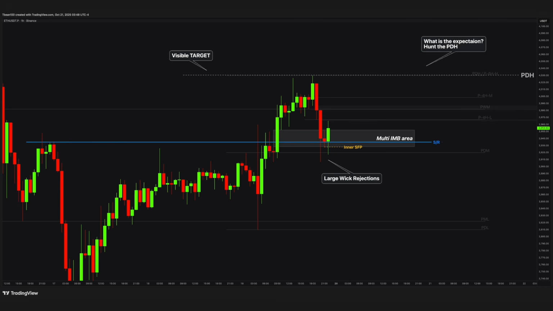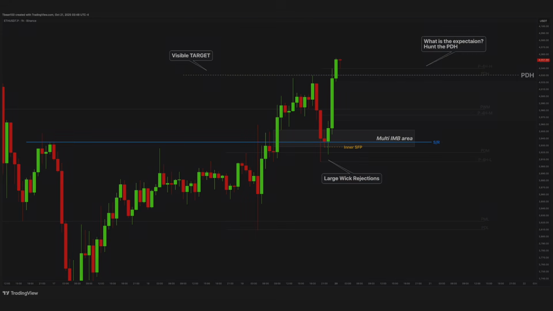The expectation is simple. From our entry area, we should rally towards our target, the PDH area, the previous day high. As you can see, this is not a complicated analysis at all. It is actually a very simple method to find out bias and a trade direction.